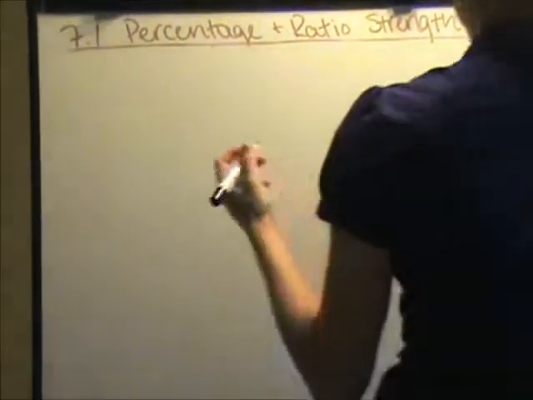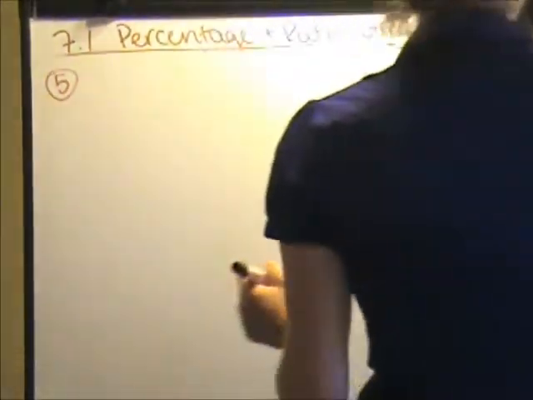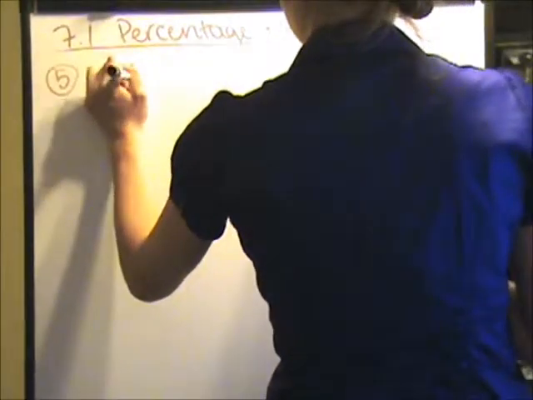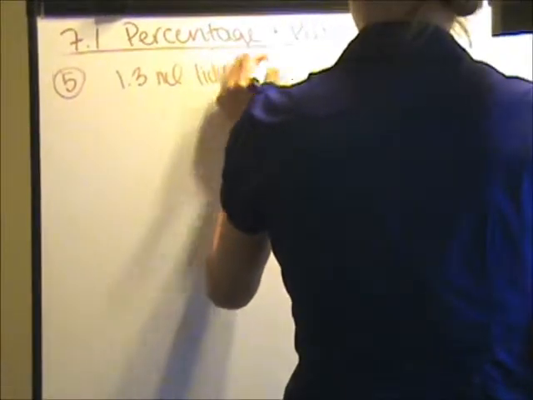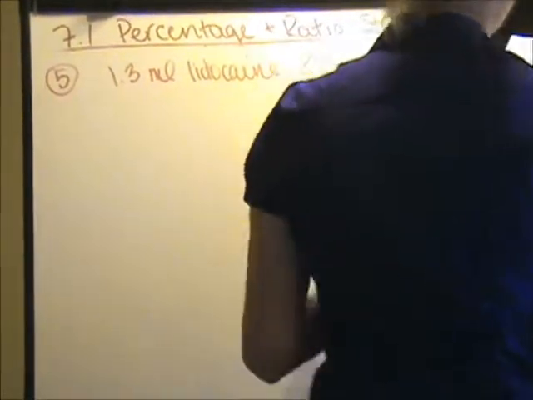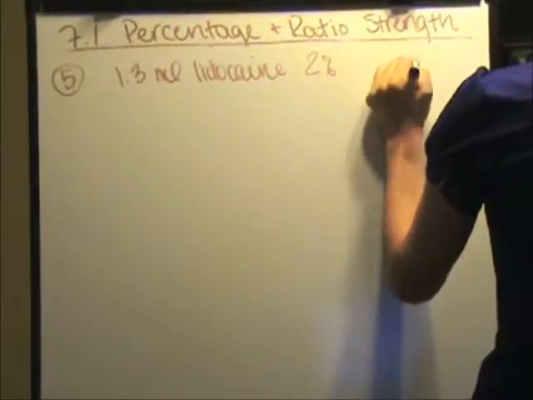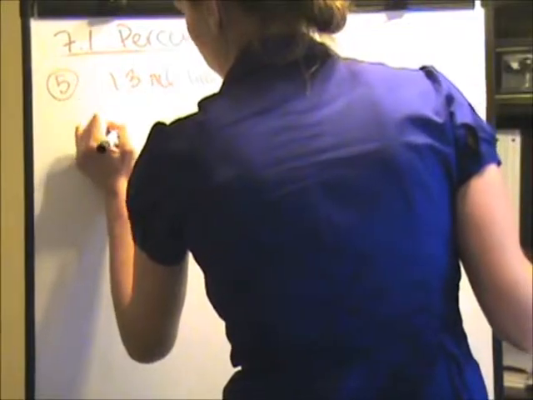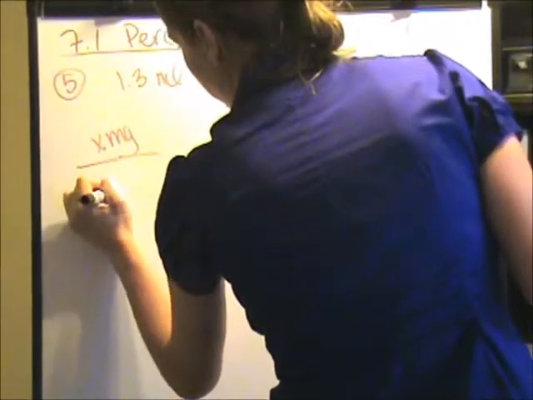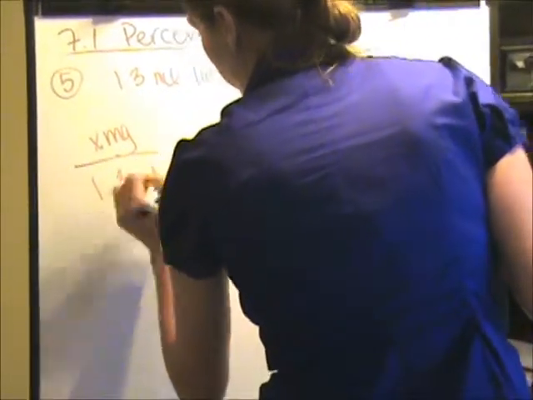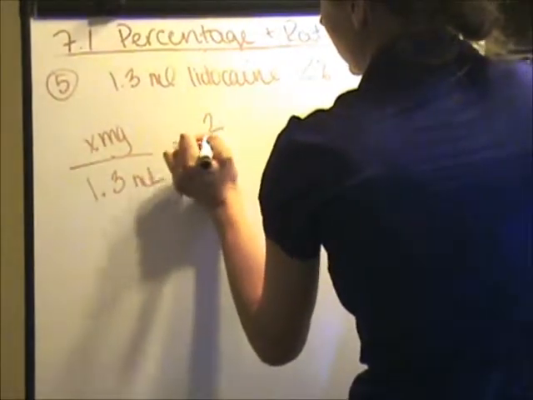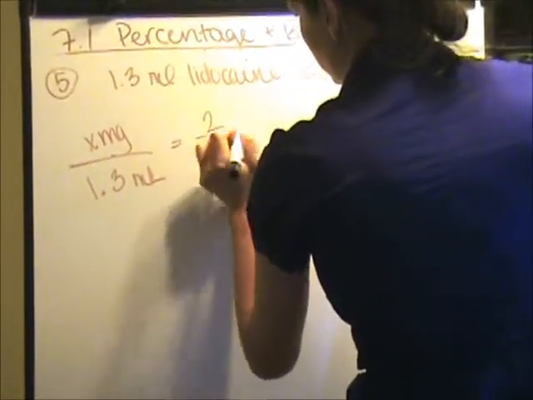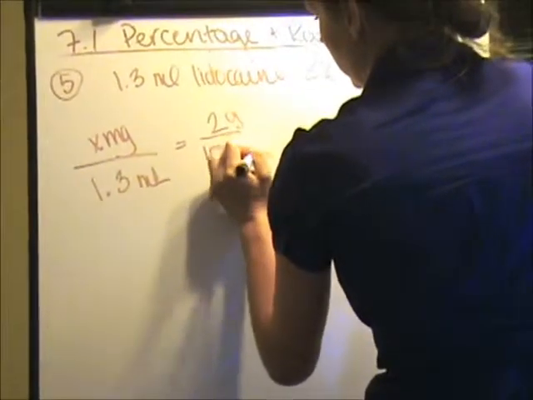Okay, let's look at number 5. An injection of 1.3 milliliters of lidocaine, 2%, was given. How many milligrams of lidocaine is this? So we want to solve for milligrams for x, and our amount is 1.3 mils, and we know 2% written as a fraction is going to be 2 over 100, and this is going to be grams and milliliters.